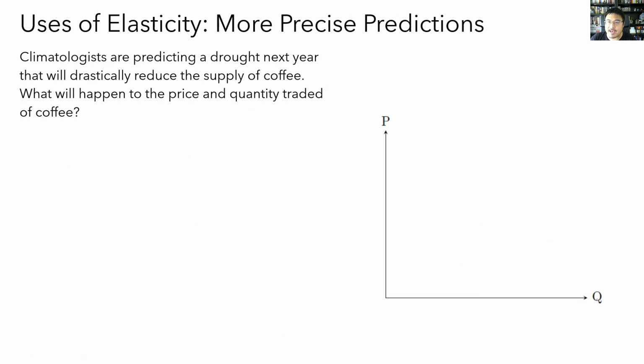A second thing that knowing elasticity can help us do is to make more precise predictions about the market. So here's an example. Climatologists are predicting a drought next year that will drastically reduce the supply of coffee. What will happen to the price and quantity traded of coffee? Now, this is the kind of question that we were looking at last lecture, and if you'll remember, we can really only say something quite limited. We can say that the price is going to increase and the quantity is going to decrease, but we can't say much more than that.